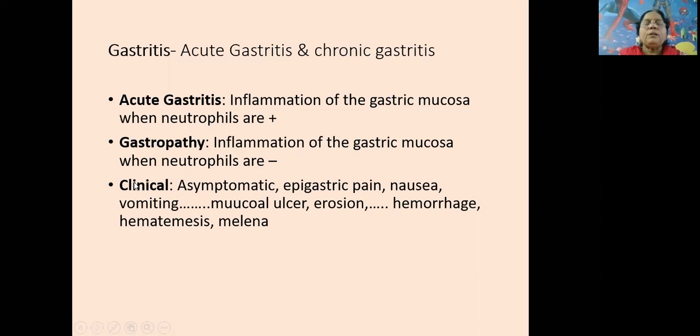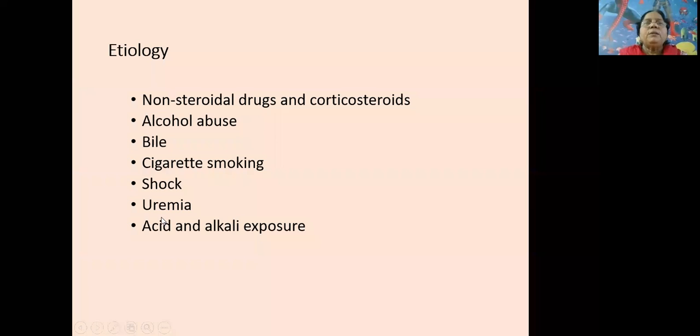Okay. So as we look up in the case, it can be asymptomatic, or epigastric pain, nausea, vomiting can be there. And there may be mucosal ulcer, erosion, hemorrhage, hematemesis, melena. How does melena occur? The blood from the hemorrhage in the stomach gets into the stool, altered by the acid secretion. So what are the etiologic factors?